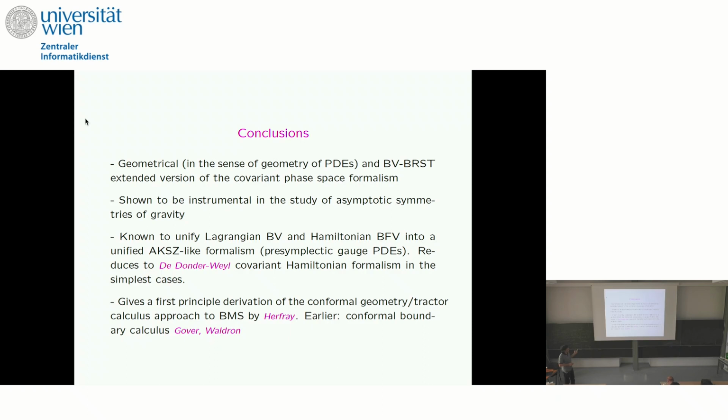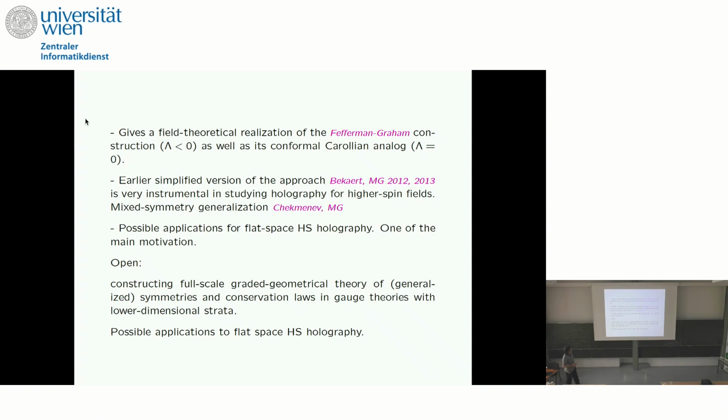This can be considered as a version of the covariant Hamiltonian framework of De Donder and Weyl, which in turn can be covariant phase space. This also gives a kind of first principle derivation of the conformal geometry tractor calculus approach recently studied by Yannick Herfray. And in turn, it's also probably related, this I don't understand well enough, to the setup of Gover and Waldron for formal boundary calculus. And so this also gives a field theoretical realization of the Fefferman-Graham construction and probably gives the Carrollian version of Fefferman-Graham, useful in the studies of higher spin.